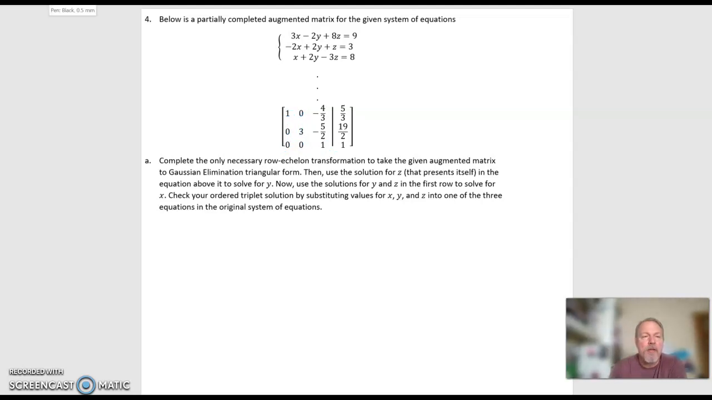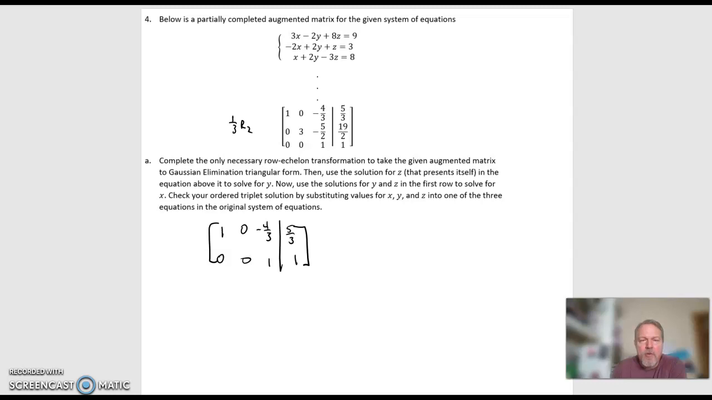I'm just going to go off the one that's written. I'll start there and then I'll continue below. So really I just need to do 1/3 times row 2. And we'll continue that right here. So row 1 stays the same, and row 3 stays the same. So I'm going to rewrite row 1: 1, 0, -4/3, and 5/3. Row 3 is still 0, 0, 1, and 1. So don't confuse that with the 19/2.